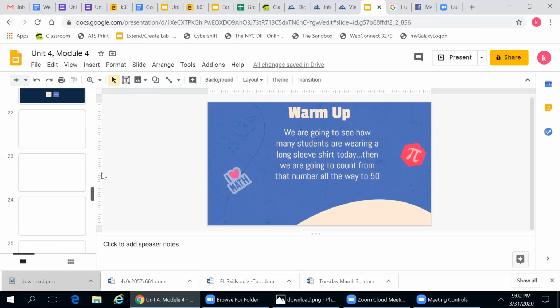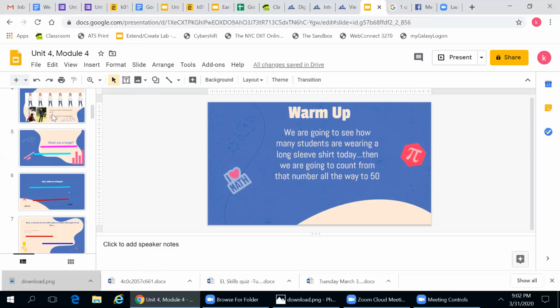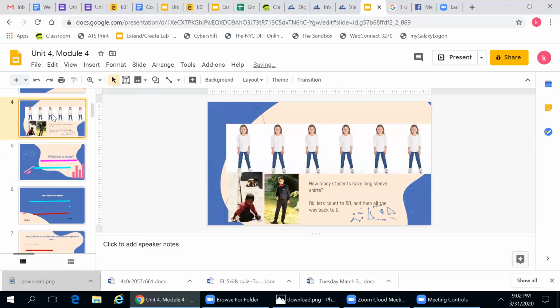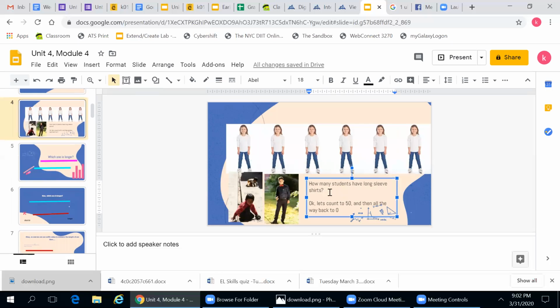So then we're going to count all the way up to 50 and then all the way down to 0. Okay. So here are my students, and there are some of them that are wearing long sleeve shirts. So let's count to see how many students are wearing long sleeve shirts. Ready? 1, 2, 3, 4, 5, 6, 7, 8. Wow, so there are 8 students wearing long sleeve shirts.